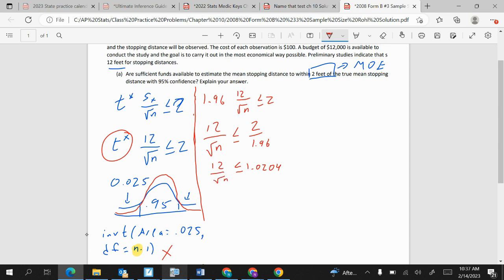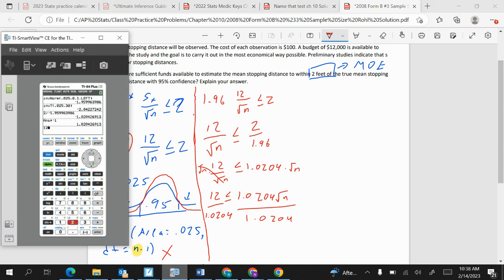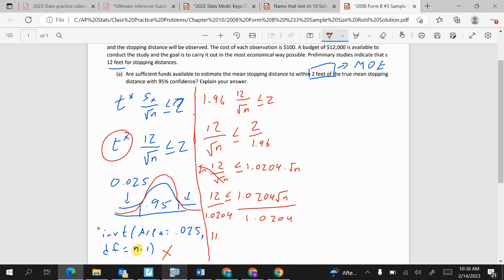And then I'm going to multiply both sides by the square root of n. Now I can divide by that 1.0204. Same thing. So now 12 divided by that second answer, 11.76.